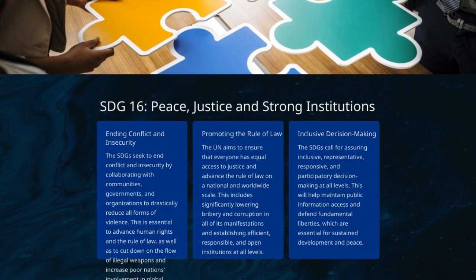In essence, SDG 16 reminds us that peace, justice, and strong institutions are interconnected and crucial for a stable and prosperous society. They lay the groundwork for all other sustainable development goals, reinforcing the importance of inclusive, fair, and effective governance for everyone.